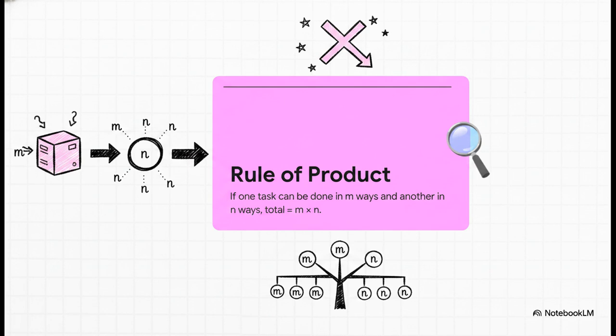Notice the subtle but incredibly powerful difference here. We aren't doing one task or the other anymore. We're doing one task and another task. When we sequence tasks together like this, we no longer add. We absolutely must multiply m times n.